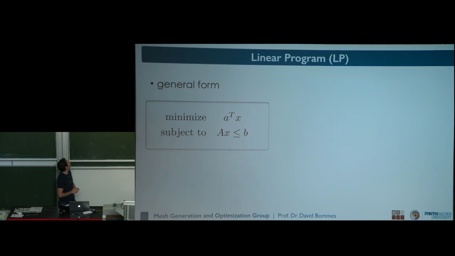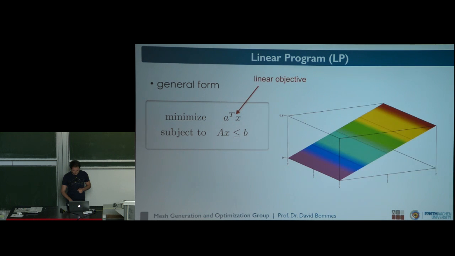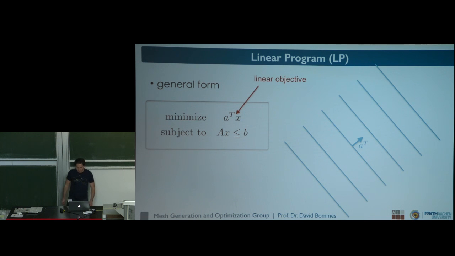So here h transpose x for the objective and a matrix A times x less or equal to b for the constraints. How does this look geometrically? A linear objective function means that the gradient is constant everywhere. So if I plot this as a height function, I just get a kind of ramp, which is here color coded. If I look at these isocontours, I just get parallel straight lines. The linear function with the gradient A transpose.